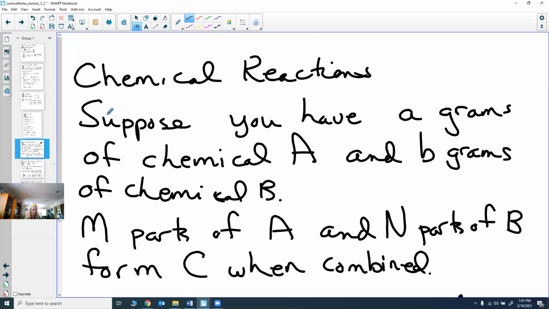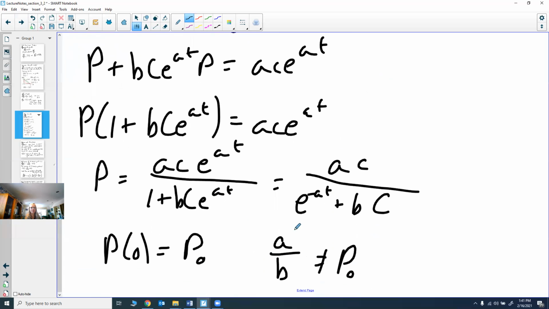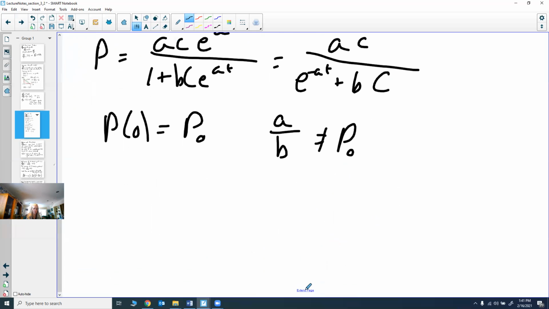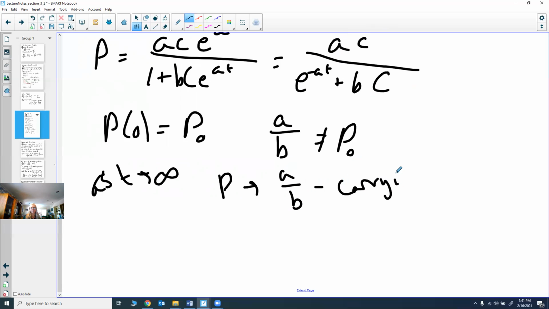Another equation that we can also work with is what we call a chemical equation. Oh, I should mention, by the way, on this, that as P goes to infinity, this thing will go to A over B. Because you can see that as t goes to infinity, the e^(-at) goes to 0. So we have AC over BC, which is going to give me A over B. And that's another reason why we can't let A over B equal P0, because that is your carrying capacity. And if you're already at the carrying capacity, then you can't go anywhere. So that's why we're not letting that happen. All right.